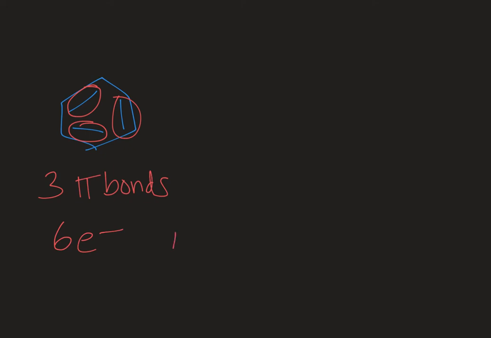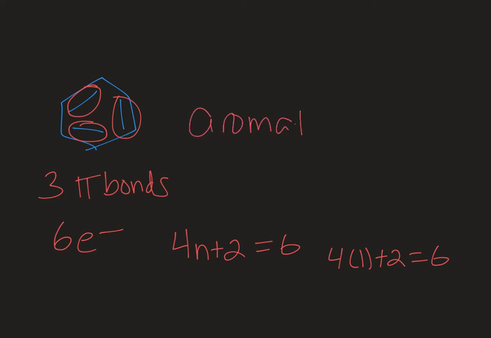And so now I would say, okay, well, can I make 4n plus 2 equal to 6, right? And the answer is yes, you can. If n is equal to 1, then you get a value of 6. So because the number of electrons in my pi system fits the 4n plus 2 formula, I can say that this molecule is an aromatic molecule.